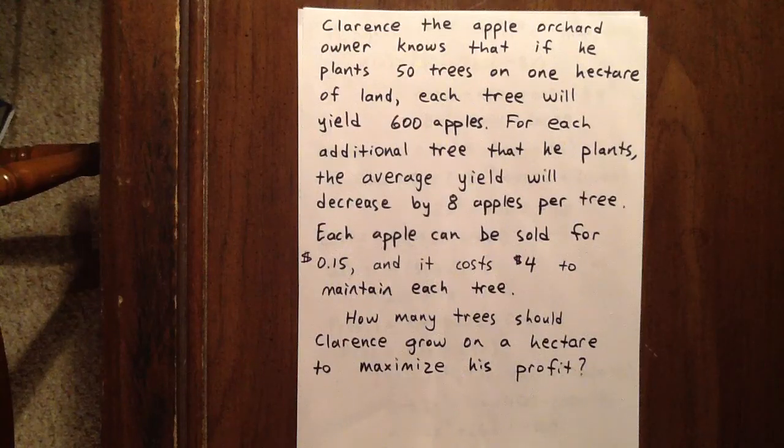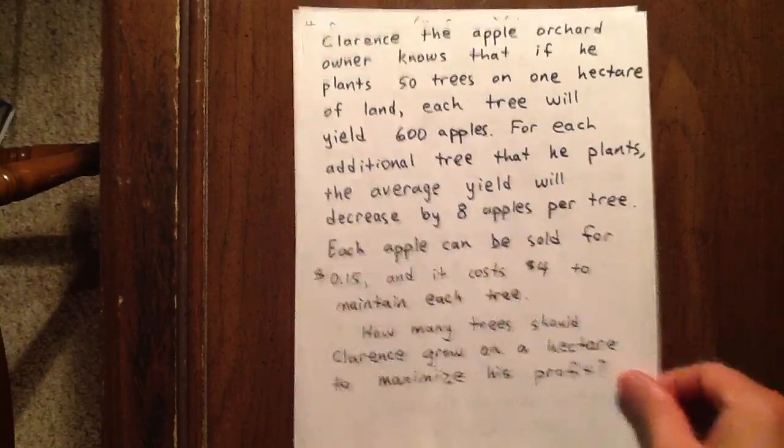Here we have kind of a classic apple orchard question. The more trees that the farmer grows on a hectare of land, the fewer apples per tree. The farmer wants to know what is the optimum number of apple trees to be grown on a hectare in order to maximize his profit.